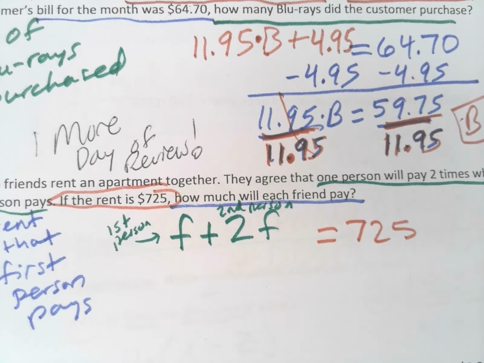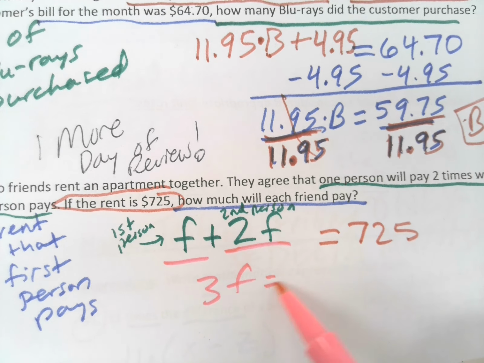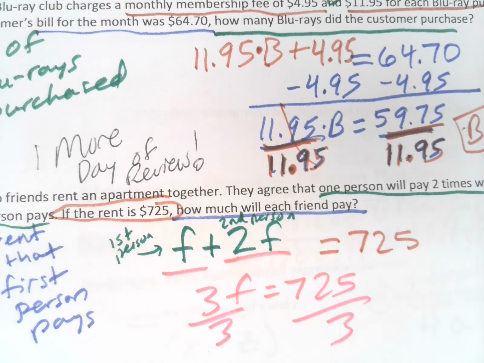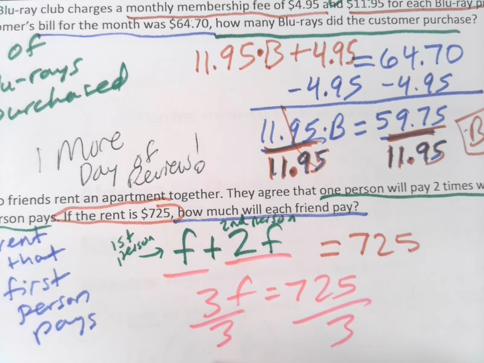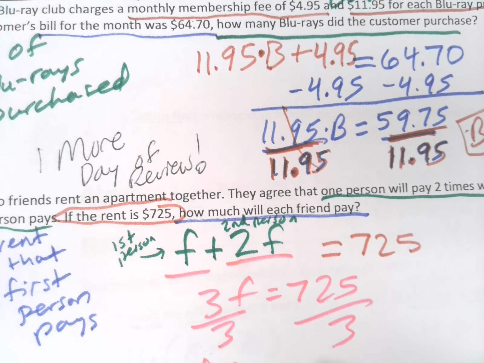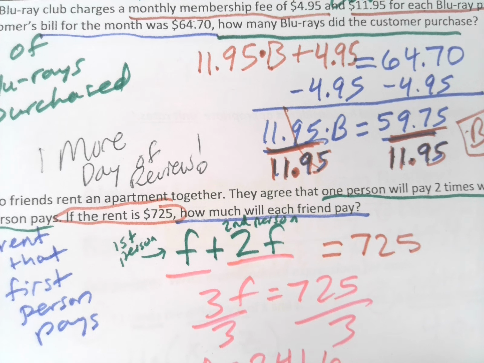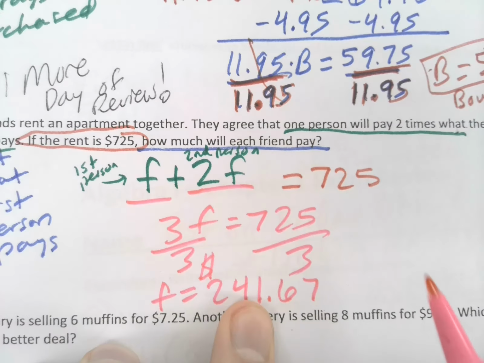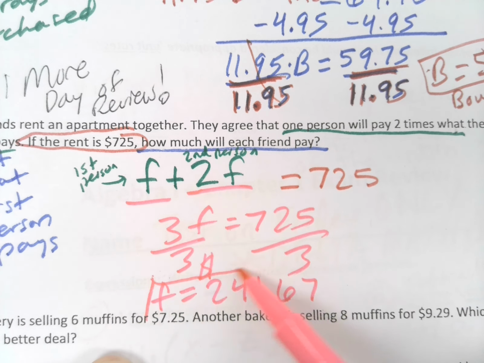Let's work it out. F plus 2F, that's 3F. Divide by 3. Remember, we're dealing with money. So the first friend is paying $241.67. That's how much that first friend's paying.